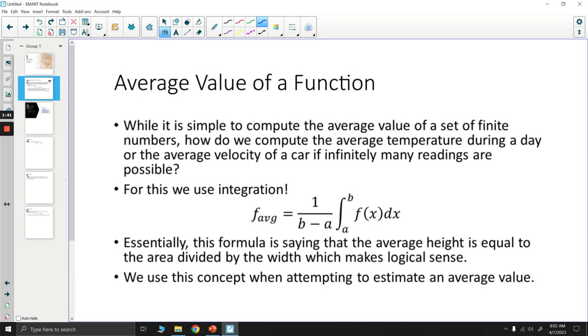So we have a formula. The f average, the average of the function, is 1 over b minus a of the integral from a to b of f of x dx. Essentially, what this formula is saying is that the average height of some function is equal to the area divided by the width, which makes some sense, because this is the area and we're dividing by the width. And so we're functionally finding some average height of the function. And we use that when we are trying to find this average value.